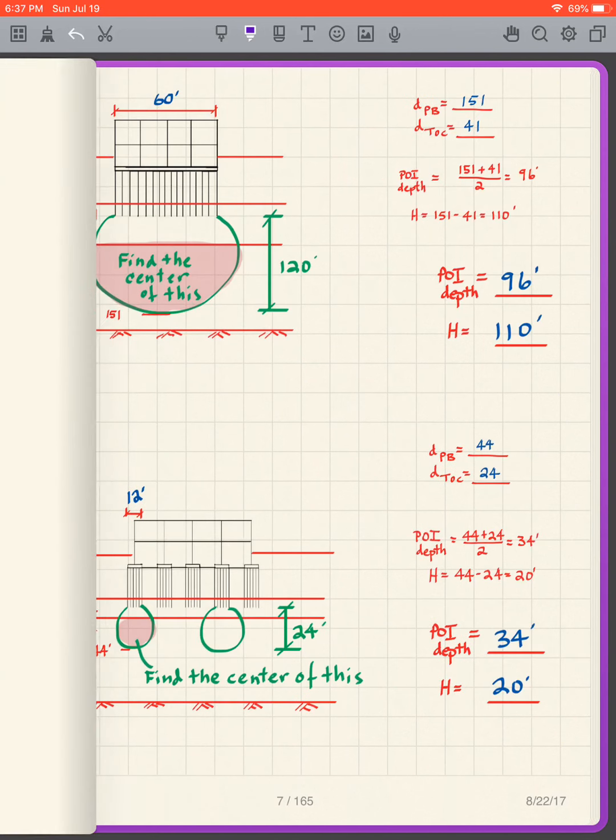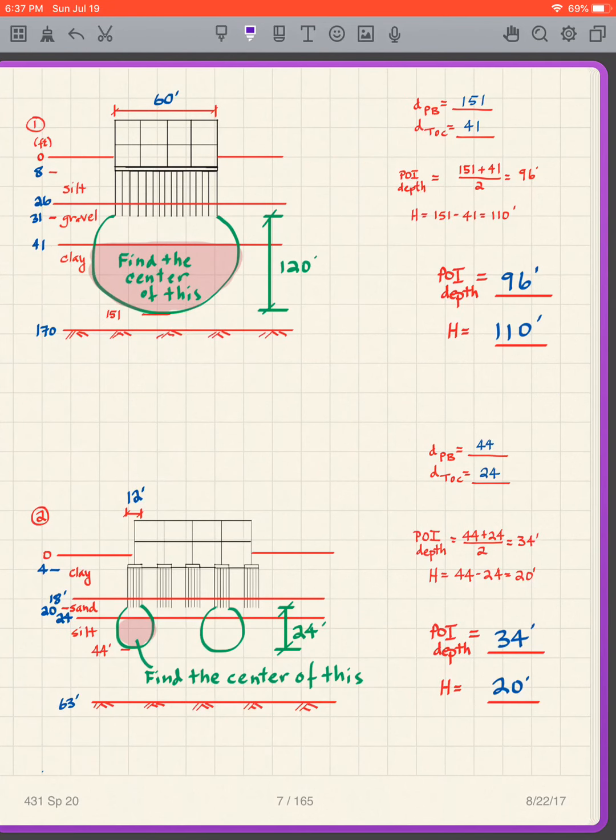Okay, I'm assuming you've done the problem. I'll just fill it in here. This is 60, so 2B is 120. If I go down, this is at 31, so 100 plus 31 is 151, so the depth of the bottom of the pressure bulb is 151. Then the top of the clay is here, it's 41. And then we just do a simple calculation. 151 plus 41 over 2, and 151 minus 41. That gives me 96 for the point of interest depth, and the H is 110.